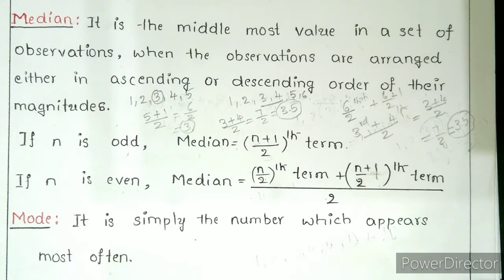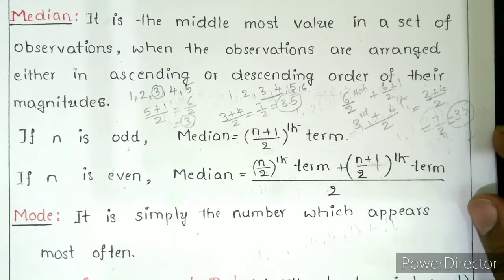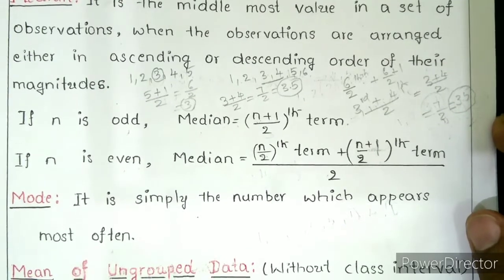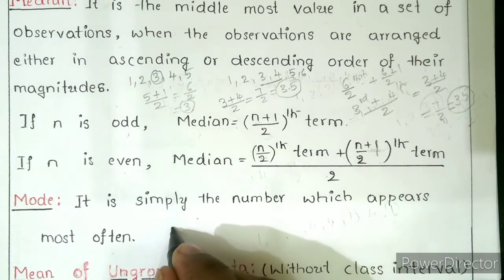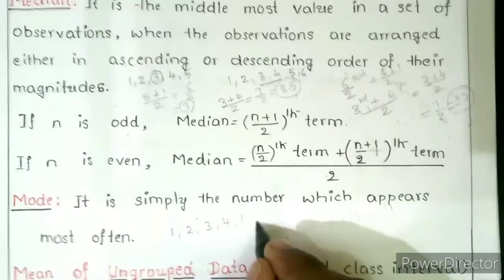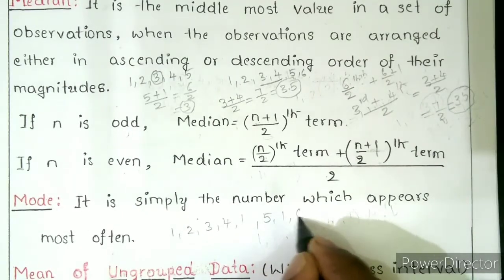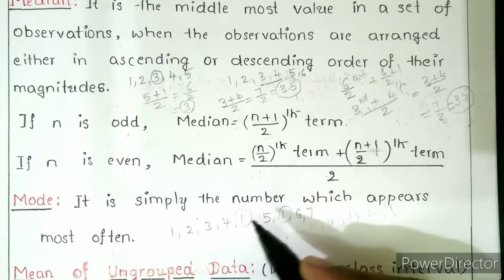Mode. It is simply the number which appears most often. Maximum number of times a number occurs, then it is the mode of that set. So clearly, I give an example: 1, 2, 3, 4, 1, 5, 1, 6, 7. Therefore 1 is the mode.